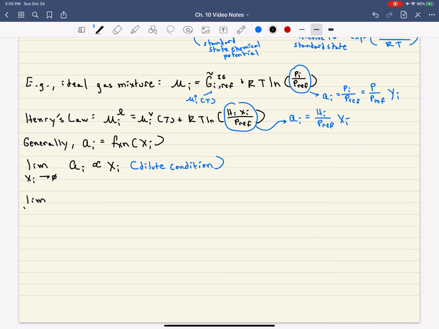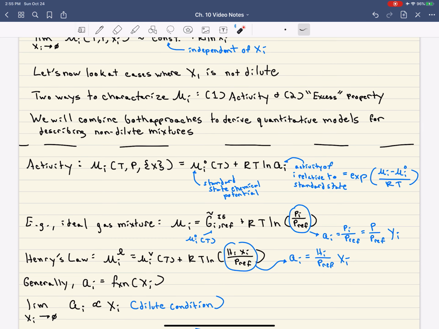On the other end of the spectrum, where x_i approaches 1, we see that the activity is about equal to 1. And so we call this the pure limit. And that makes sense, because if we go back to the base definition of activity, if in the pure limit activity is basically equal to 1, here we would get ln of 1, which is just 0. And so this term would go away, and we would get that the chemical potential of species i is basically the chemical potential of the pure species.